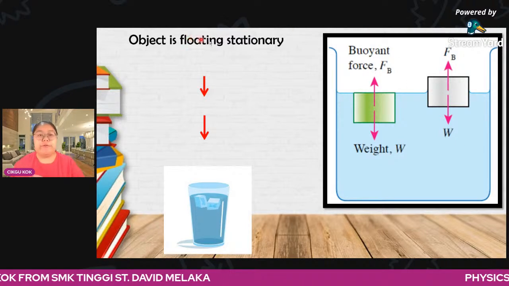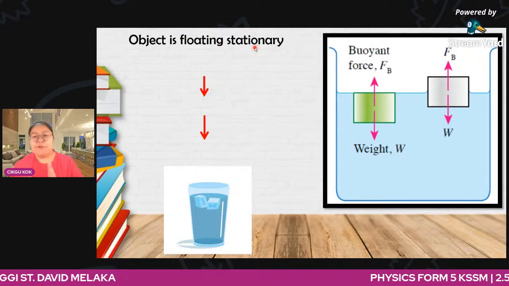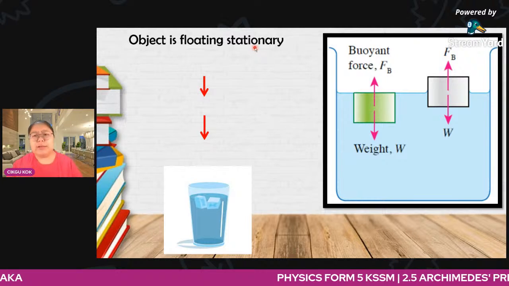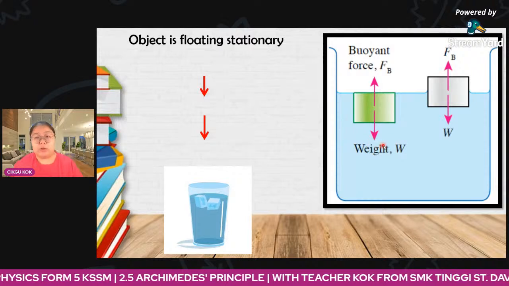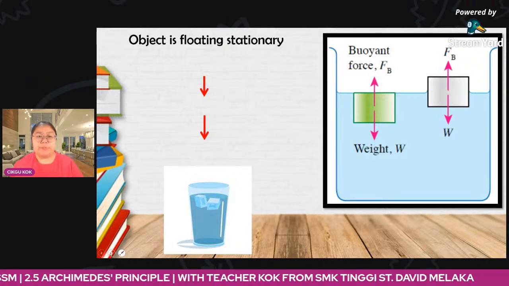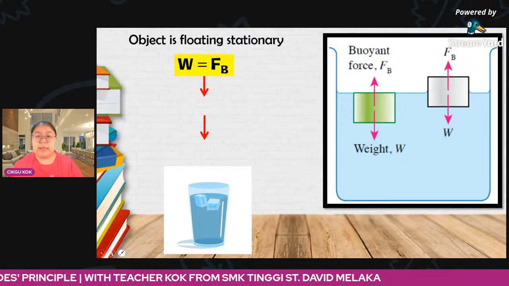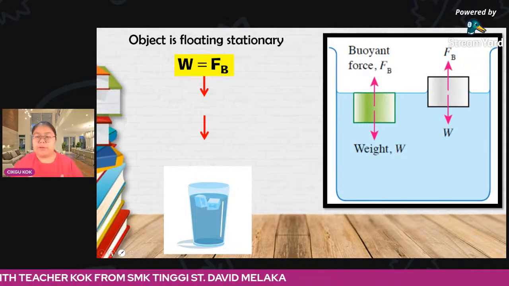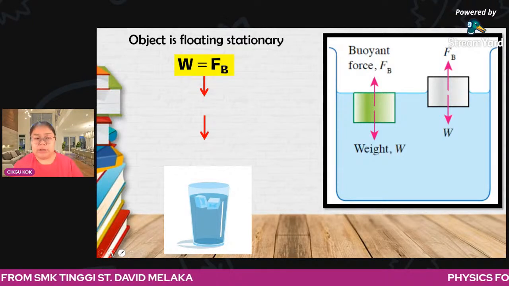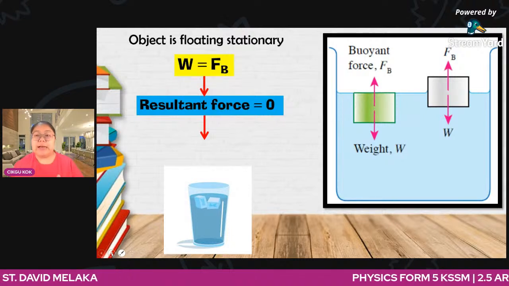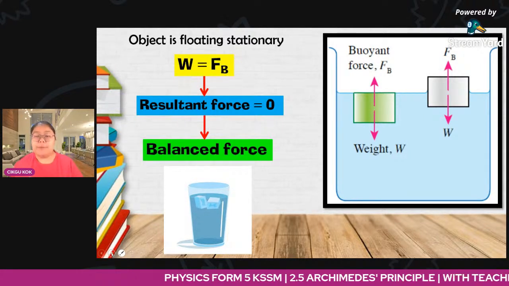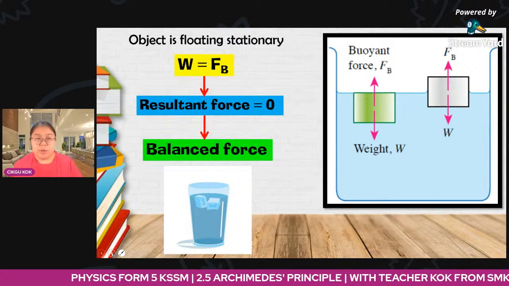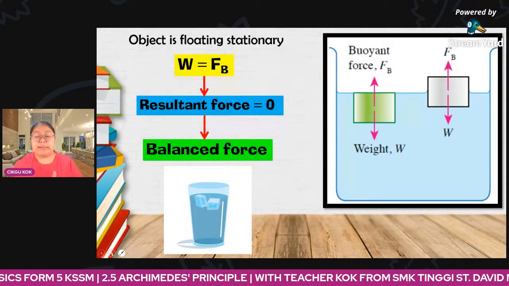Now, floating stationary. Every student will know stationary means balanced. What should be balanced? The buoyant force should be balanced with the weight. So from here we can write the equation: W must be equal to the buoyant force. How about the resultant force? When I say stationary, the resultant force is zero. So the conclusion is that this situation is a balanced force. This is the first one, when floating stationary.